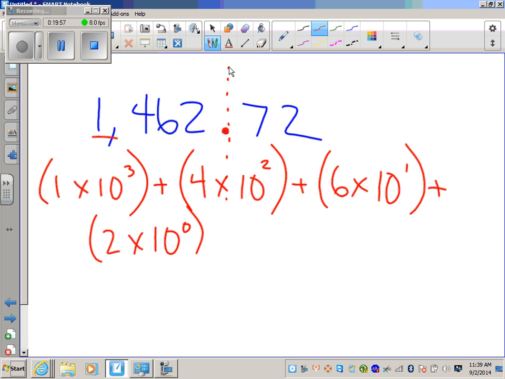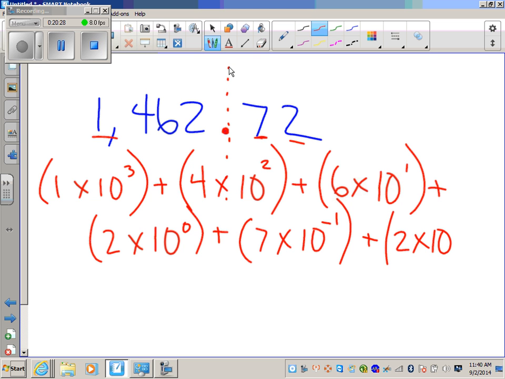Then the 2 is 10 to the 0. Now, I've worked my way all the way to the decimal portion. Here is where I kind of switch gears and say, all right, the 7 comes how many places after the decimal? Negative 1. It's actually 1, but I have to put the negative in front of it to signify that it's in the decimal portion. And then, breathe. The 2 comes how many places after the decimal? So it's negative 2. Okay?